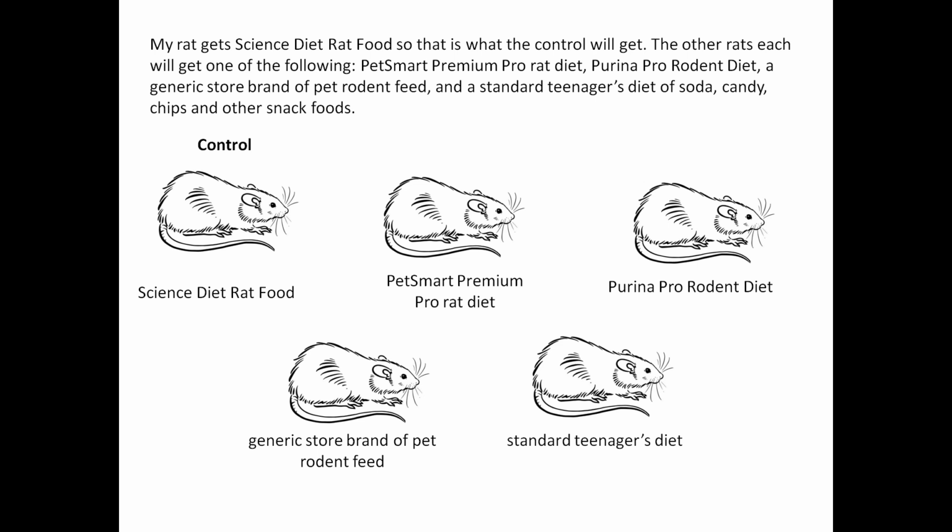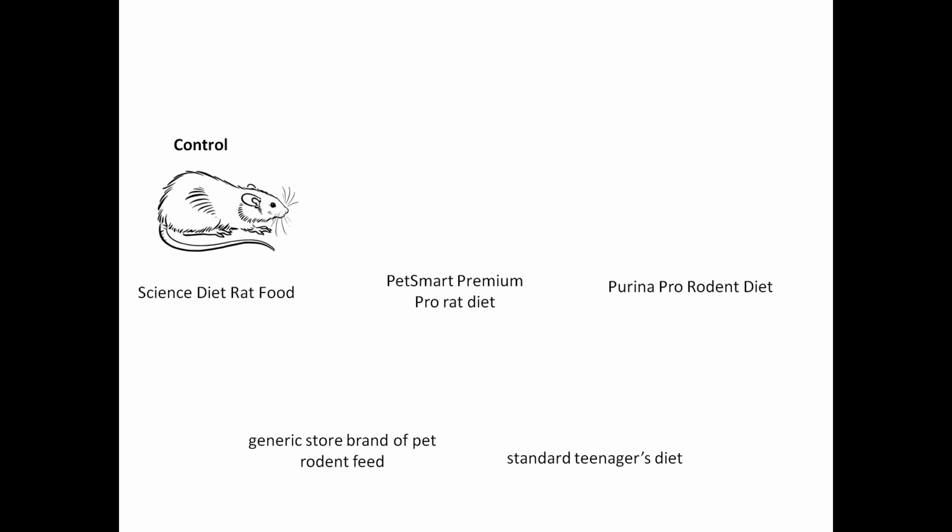So I let my experiment progress for several weeks and observe and record my observations over this period of time. After a few weeks have passed, I take a look at my rats and make the following observations. My control rat has the same health that my pet rat has. My PetSmart Premium Pro Rat Diet has actually produced a rat that's even healthier and a little bit larger.